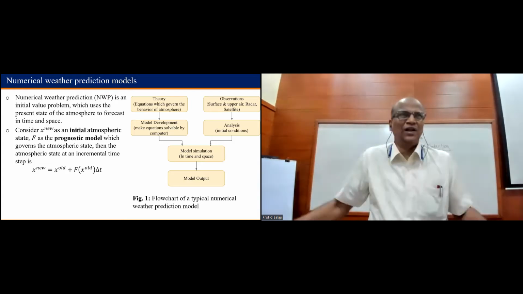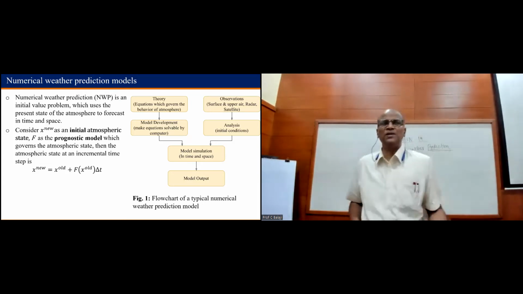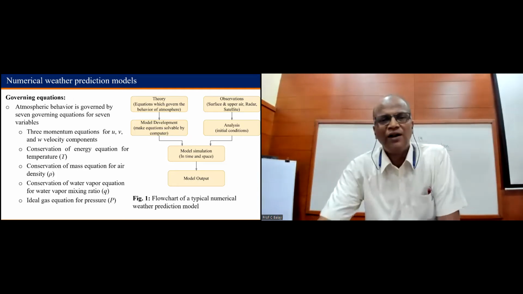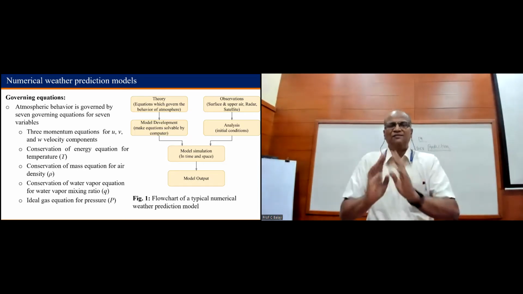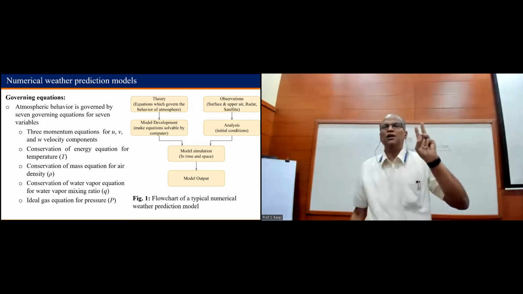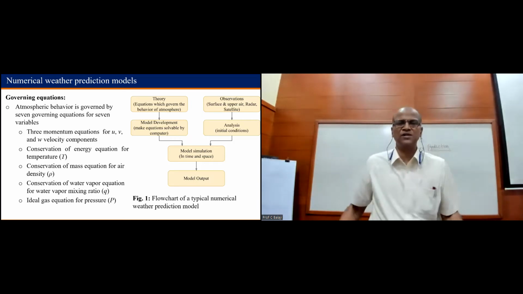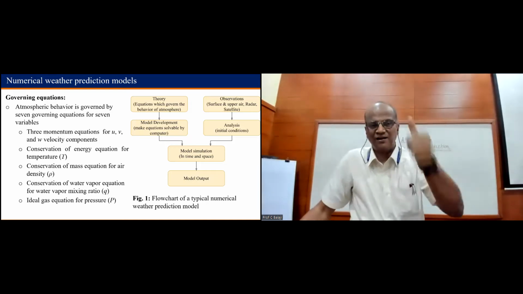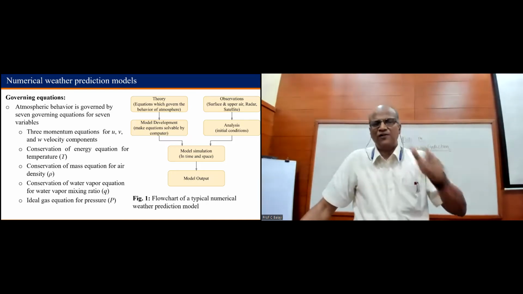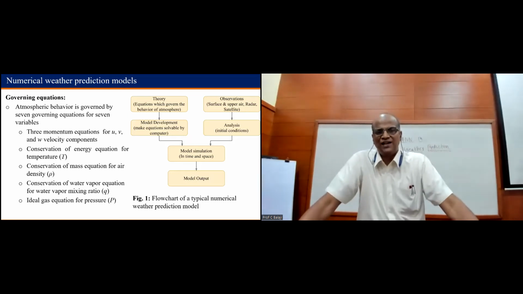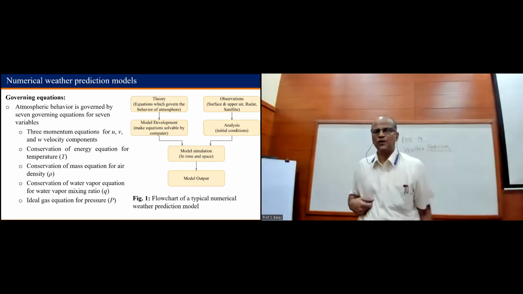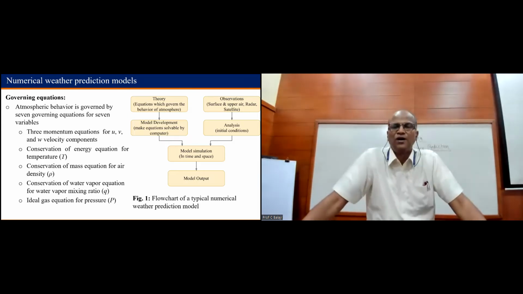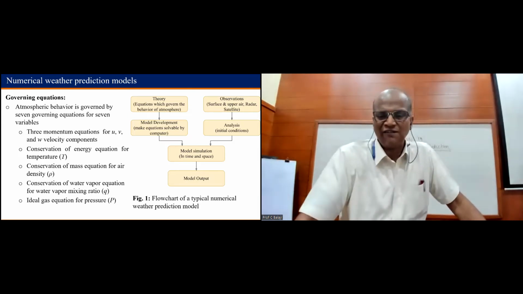Typically you will get the velocities, water vapor mixing ratio, and longwave radiation, shortwave radiation, whatever you want. So the governing equations basically are 7, which we have considered. The 3 momentum equations, U, V, W, the 3 velocity components. The conservation of energy, which basically governs the scalar temperature. Please note U, V, W are vectors. The conservation of mass equation for the air density, then the conservation of water vapor equation for the water vapor mixing ratio, Q, and the ideal gas equation because it's a compressible framework. All right, so these are the 7 equations which have to be solved.